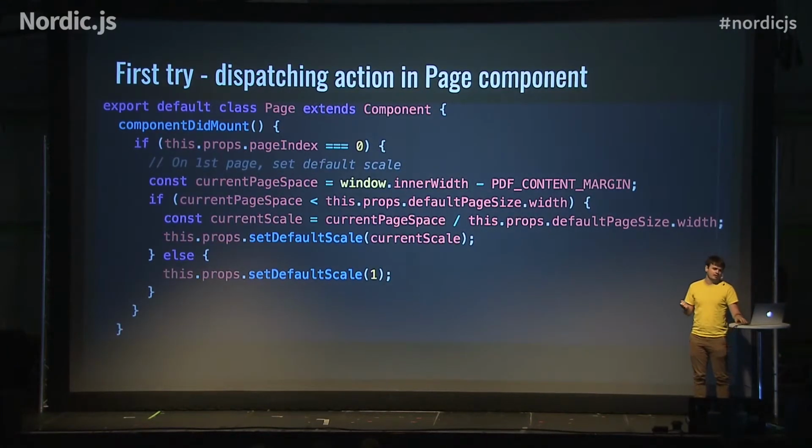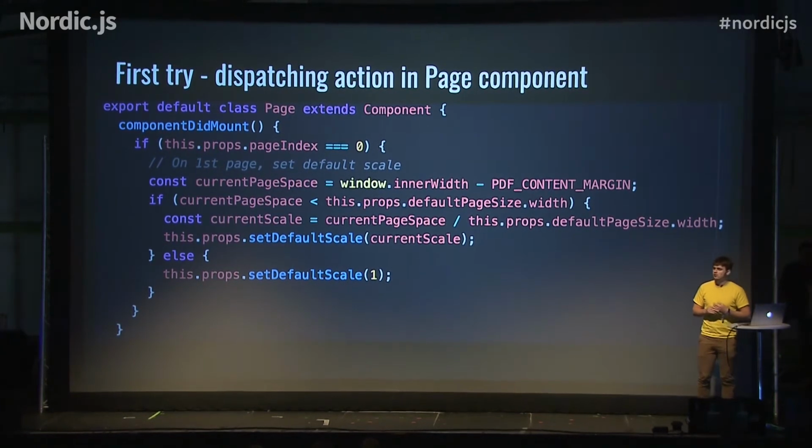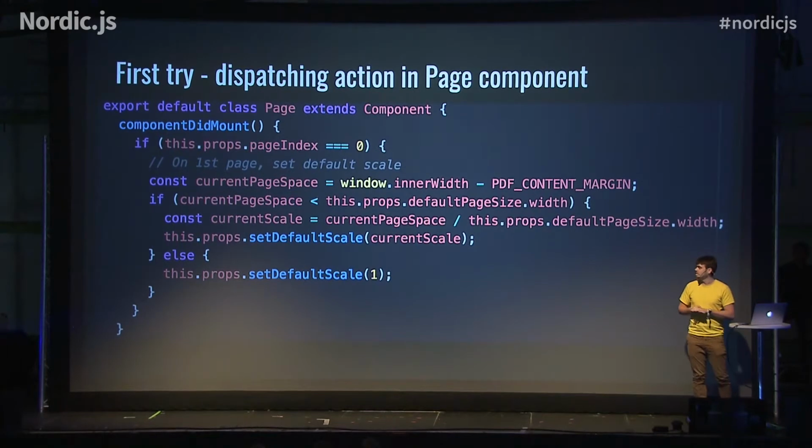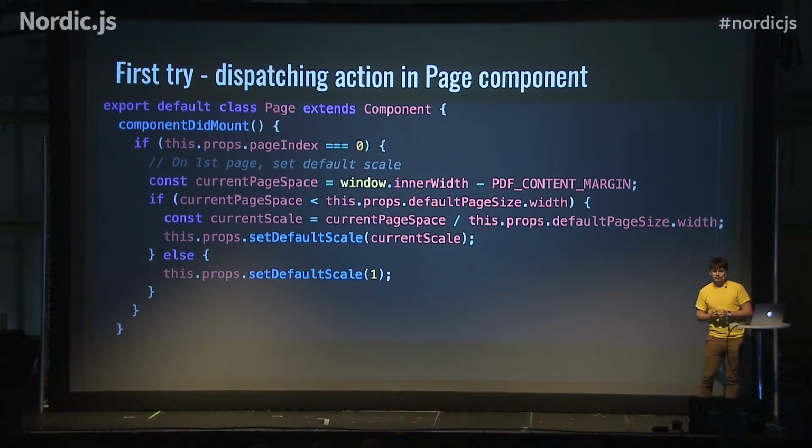So our first attempt at getting this was to do it in the component that's responsible for rendering each individual page of the PDF. In our component did mount, we check if it's the first page. If it is, we calculate what kind of width we want, and we set that scale using a Redux action. This wasn't very good in practice because it meant that we had to render twice, once with the wrong scale and then once again with the right one.